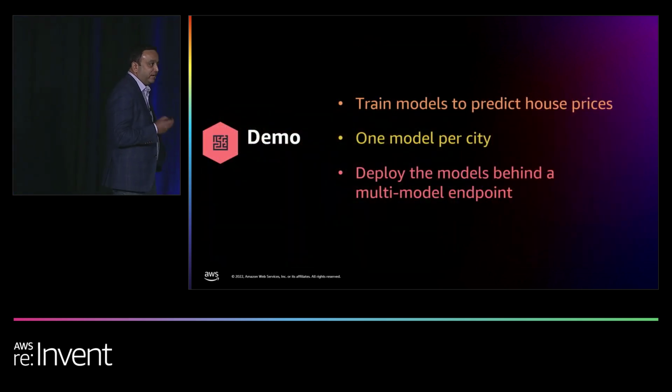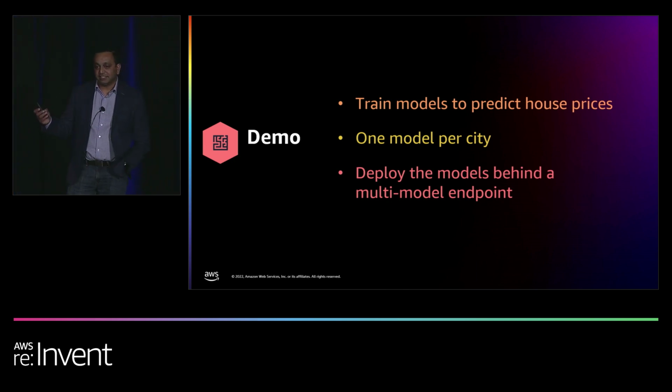I'm going to show you a demo of multi-model endpoints. So here, I'm going to train models to predict house prices for different cities. For example, a model for San Francisco or a model for New York, what have you. And once I have the models, then I will deploy that behind a multi-model endpoint.